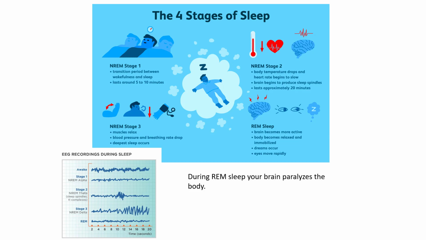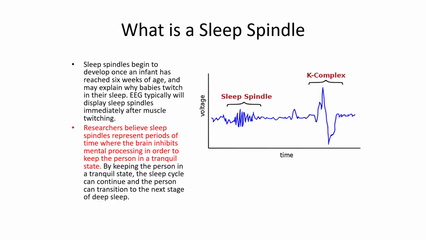During this point, the muscles in your arms and legs are paralyzed, which helps you not to act out your dreams. We also believe that memory consolidation occurs during this stage as well. So non-REM and REM sleep are important for you to remember things.